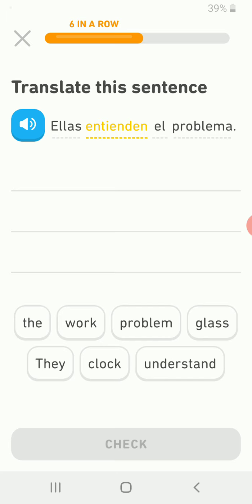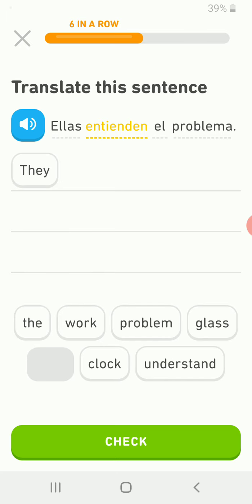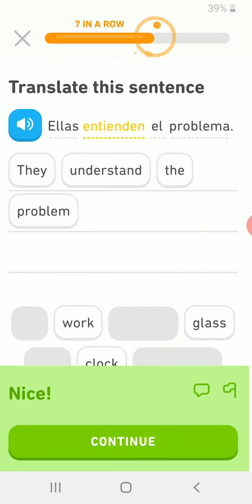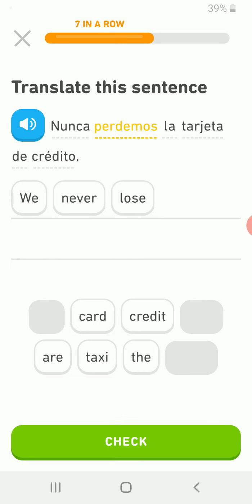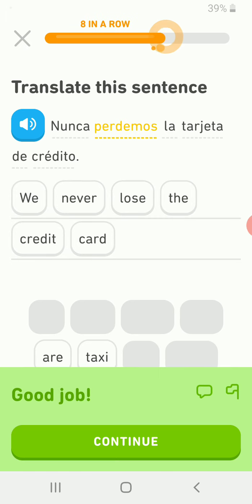Ellas entienden el problema. So they understand the problem. Nunca perdemos la tarjeta de crédito. Tarjeta is just the card. So nunca perdemos. So we never lose the credit card. And that's how it is.